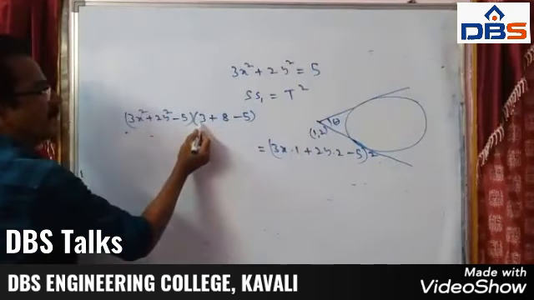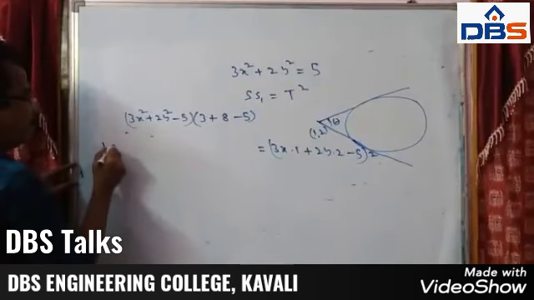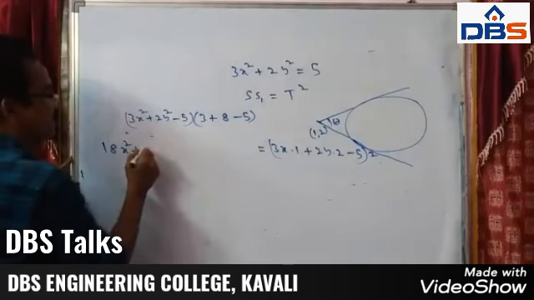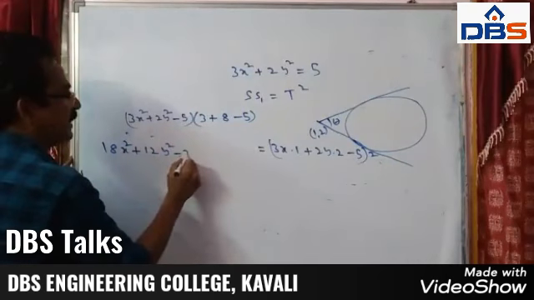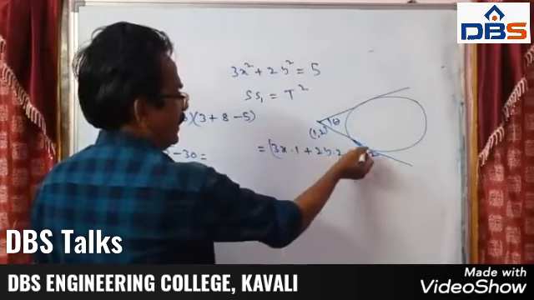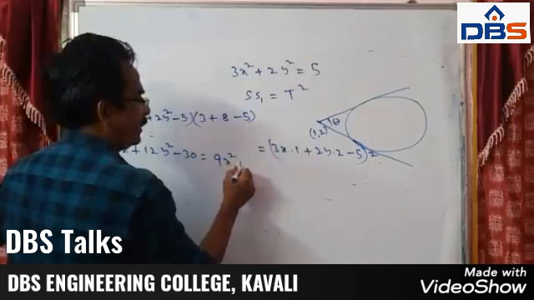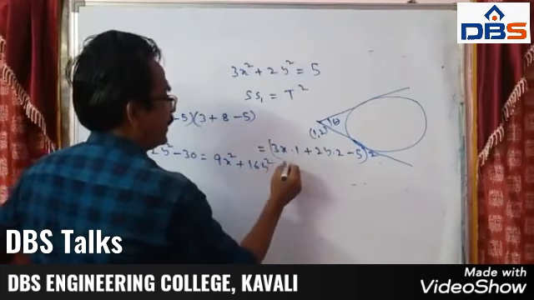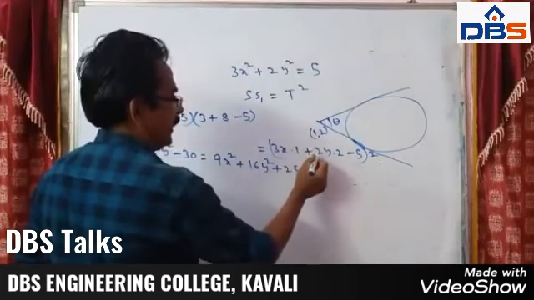So 8 plus 3 is 11, 11 minus 5 is 6, 6 into 3. 18x square plus 12y square minus 30 is equal to (3x plus 4y minus 5) whole square. 3x whole square is 9x square, plus 4y whole square is 16y square, plus c square, plus 2ab.